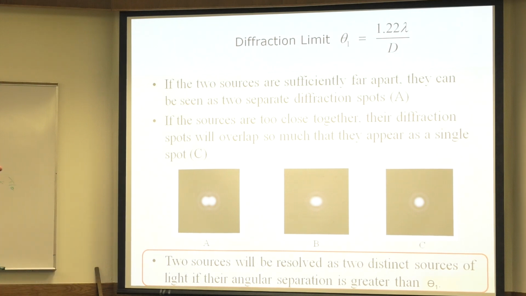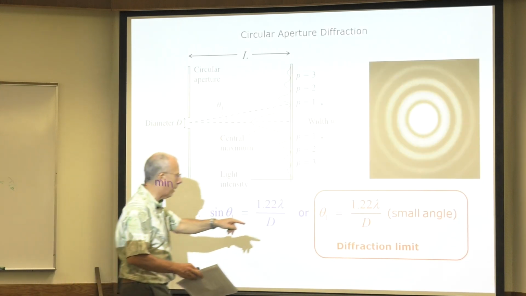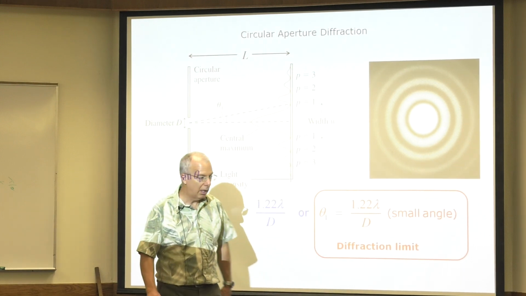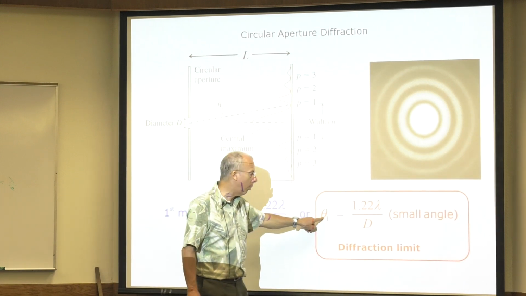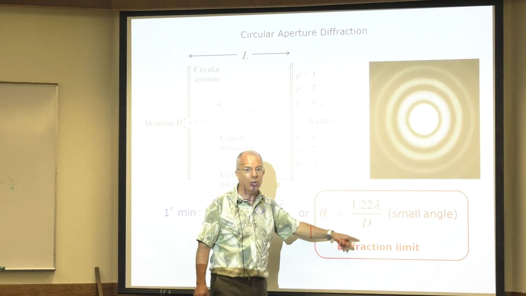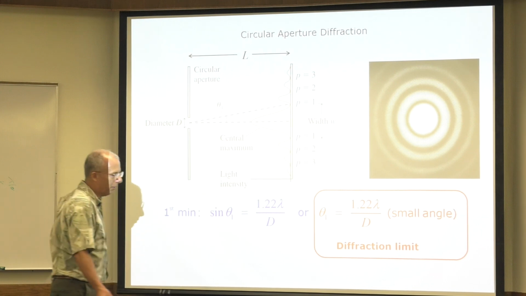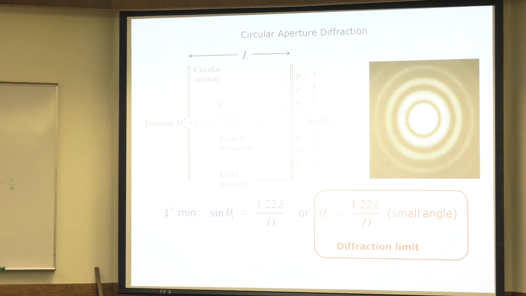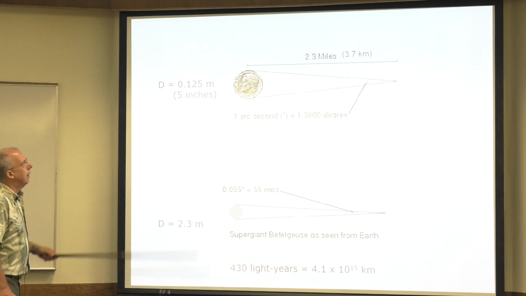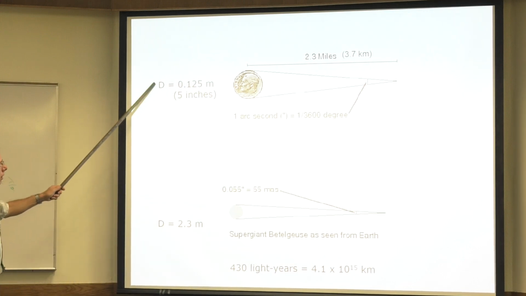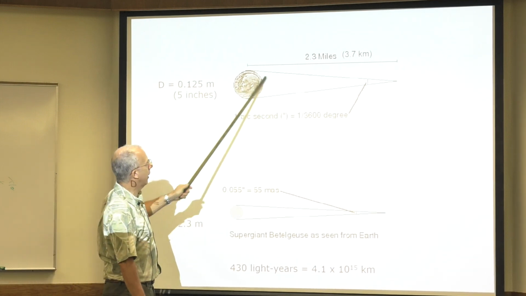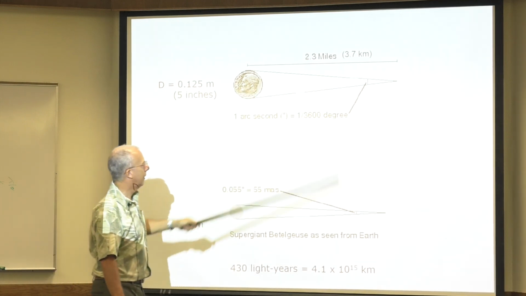So let's just give you some examples. What does this really depend on? Well, it depends on the wavelength of light. You're kind of stuck there, right? So if you want this to be super small, what are you going to do? You're going to spend money to make a really large diameter lens, or mirror or something like that. So here's a 5-inch diameter lens, and you can see a dime at 3.7 kilometers.